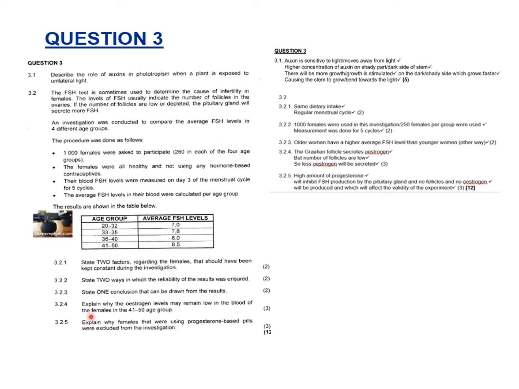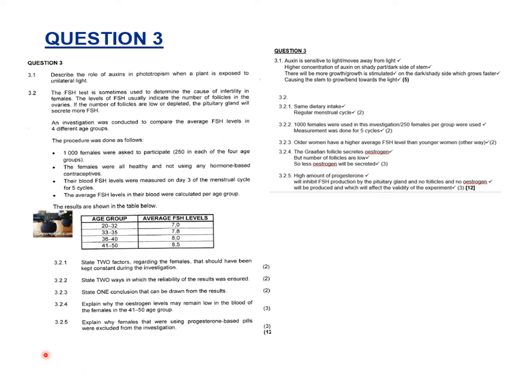3.2.4. Explain why the estrogen levels are low in the blood of the females in the 41 to 50 age group. Now, we know the Graafian follicle secretes estrogen, right? And as you get older, the woman will be reaching menopause, so they will produce fewer follicles, and so their estrogen levels will be lower.